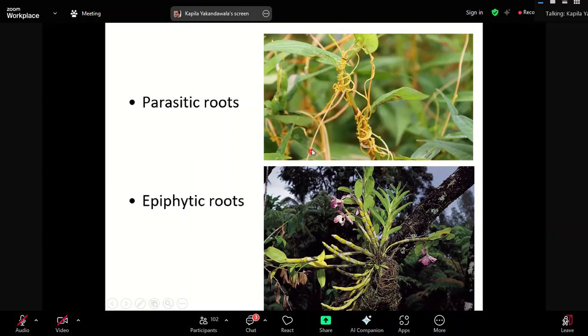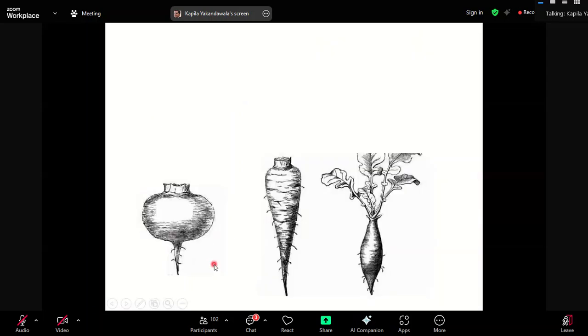So they can absorb water and nutrients from the host plant. Then epiphytic roots in orchids. Some roots help the plant to fix into the substrate. The other roots are in air. As you can see here, these aerial roots can absorb moisture from air. And the plant is green in color, so they can photosynthesize, but they are not rooted to the soil, so they absorb moisture from the atmosphere. Those are called epiphytic roots.